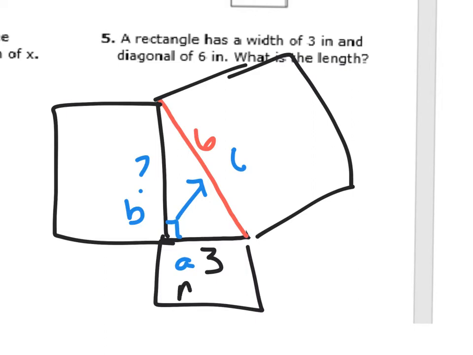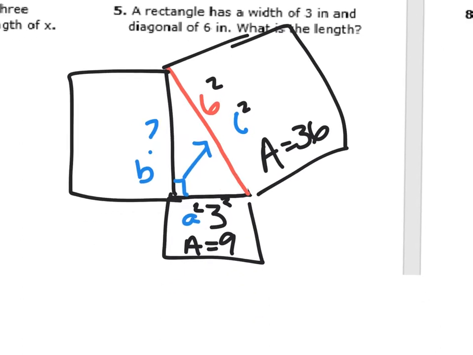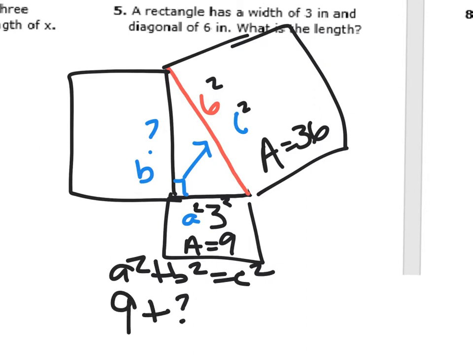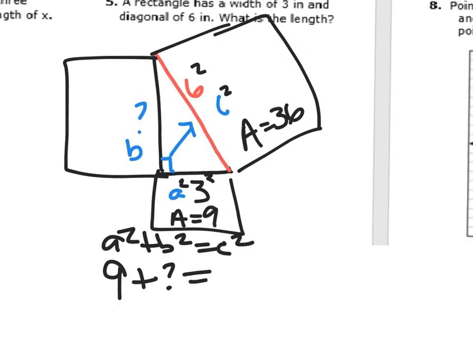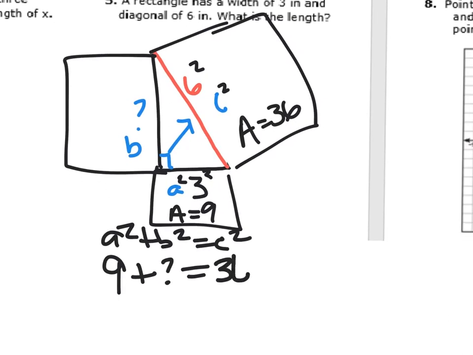So the area is going to be A squared or 3 squared, which is 9. The area for this one is going to be C squared or 6 squared, which is 36. And then we don't know B, so we're going to go ahead and use our formula. A squared plus B squared equals C squared. So A squared, the area for the smaller square, was 9, plus, I don't have anything for B squared, so we're going to use a question mark. C squared, I got 36. So 9 plus something equals 36.